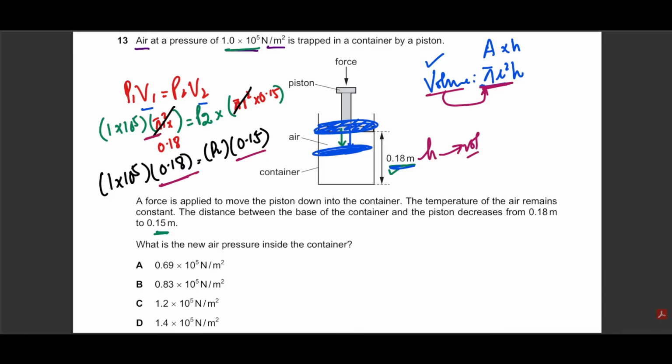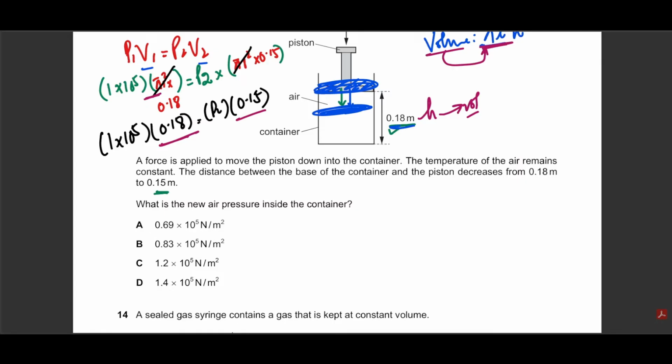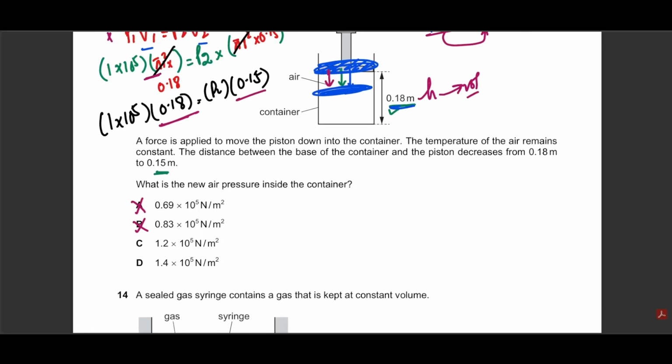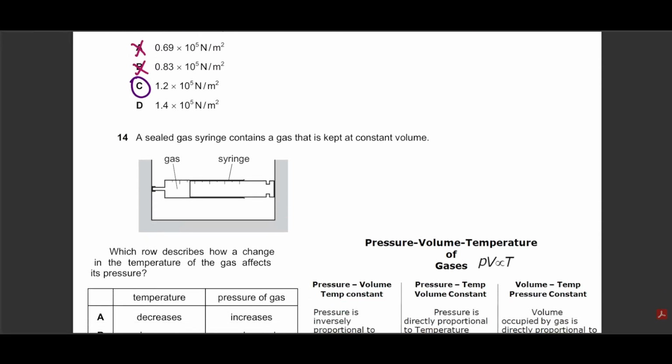Anyways, now my expectation should be that if I'm pushing the piston down, if I'm reducing the volume, the pressure should increase. So even if I had to make a guess and had forgotten about these equations, I would not go for equation A and B because they show that the pressure decreases. It shouldn't be possible. If you calculate this equation completely and more accurately, your answer will come out as option C, which is 1.2 into 10 raised to power 5.